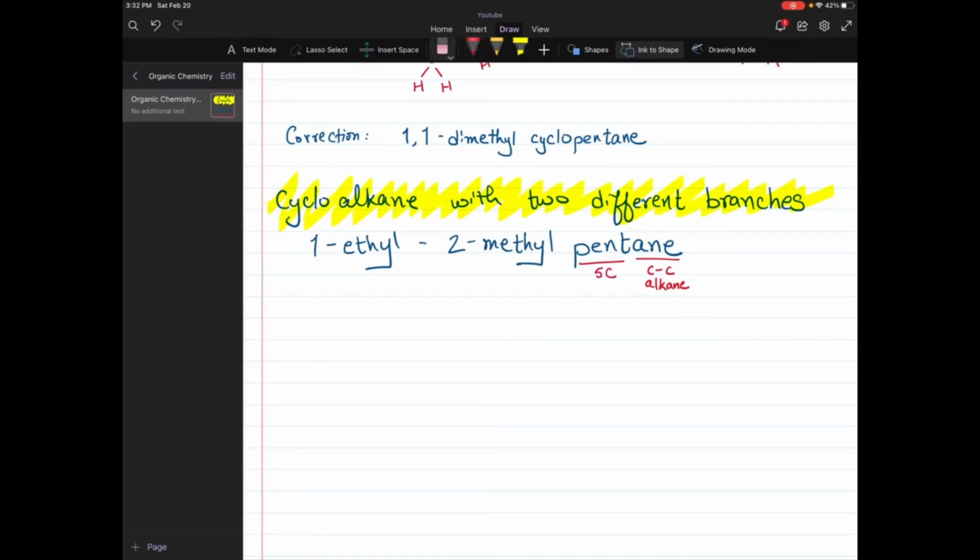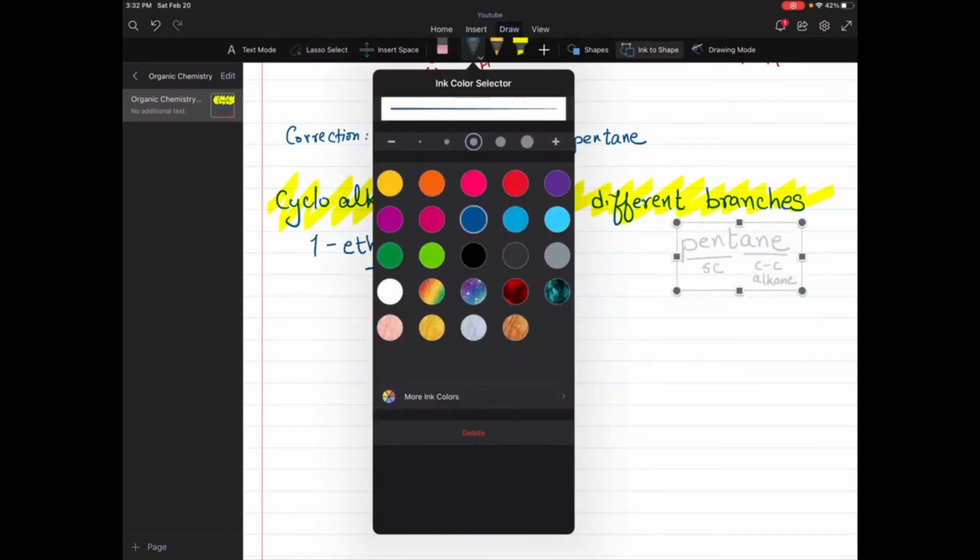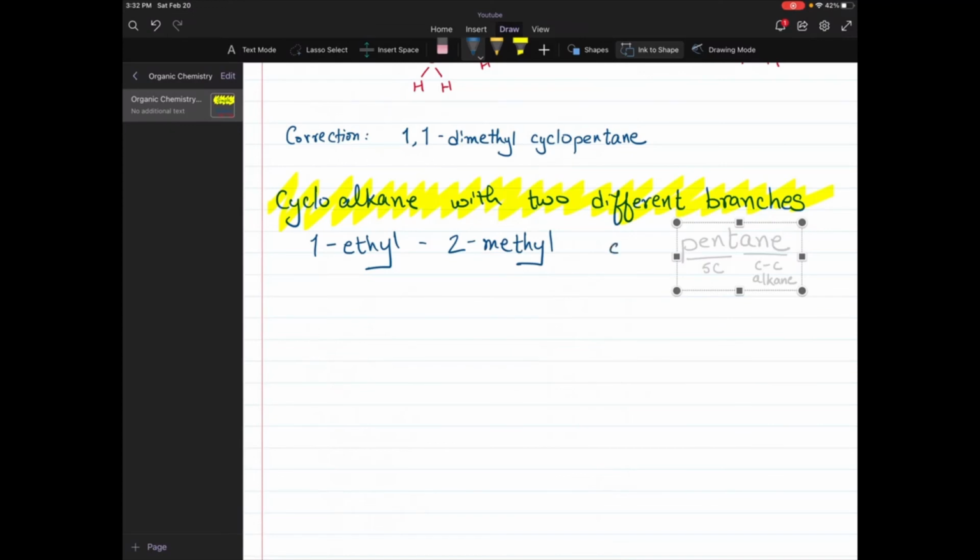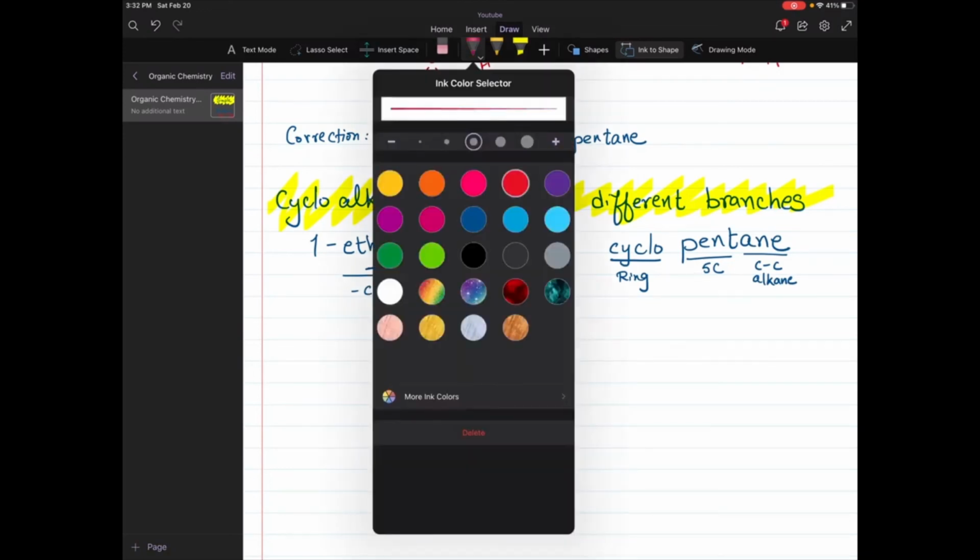And again, there's another correction. This is not a cyclo compound yet, so I will have to have the word cyclo as a prefix. Cyclopentane, which will tell us there is a ring structure, ring. And then on the second position, we have a methyl, CH3. And the first position, we have an ethyl, which is a CH2, CH3. So we have all the components to draw the structural diagram.